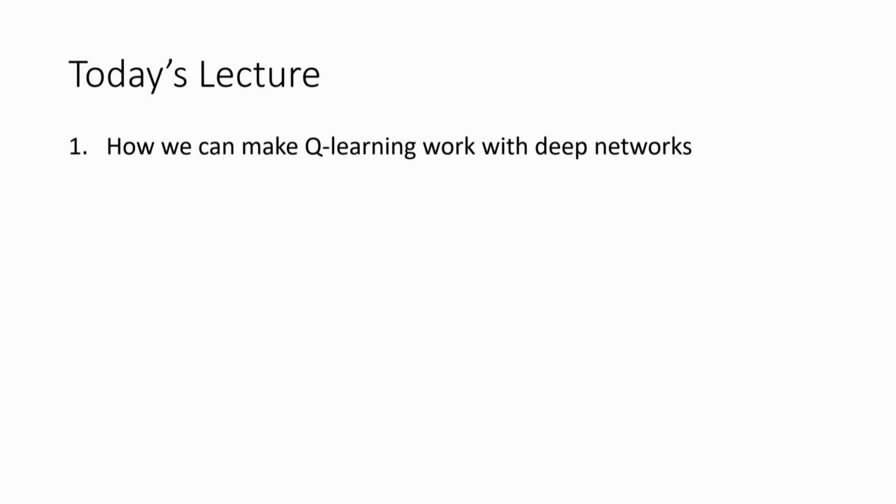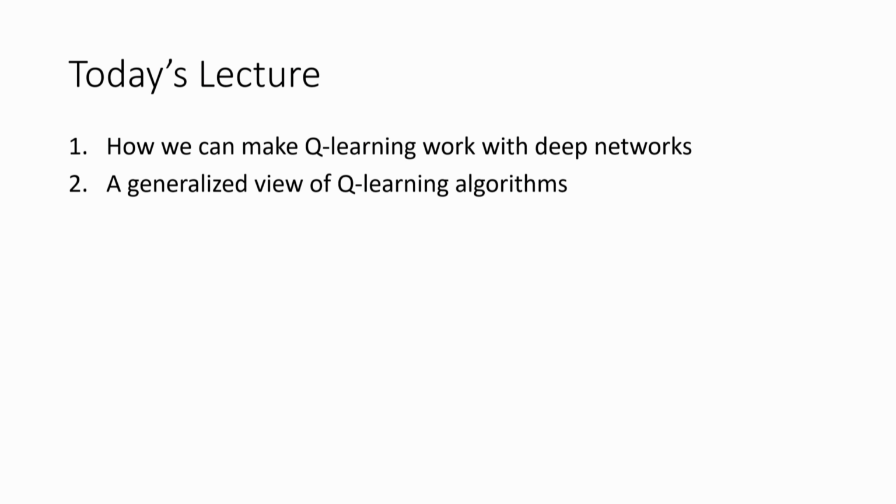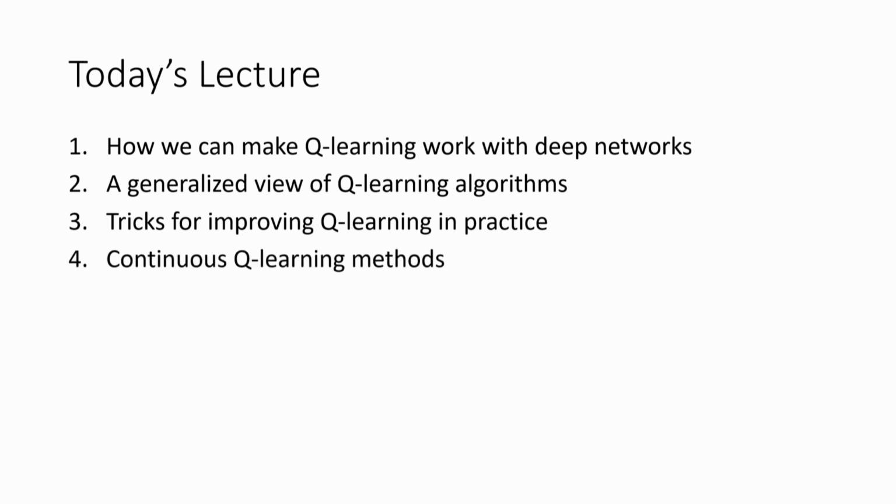All right, today's lecture. Today we're going to talk about how to make Q-learning actually work with deep neural networks. We're going to get a generalized view of Q-learning algorithms. We're going to see how we can instantiate different versions of that generalized view to get actual practical algorithms we can use. We'll talk about some tricks for improving Q-learning in practice. And we'll also conclude with a little bit of a discussion about how you can do Q-learning for continuous action spaces, which has a few unique challenges.